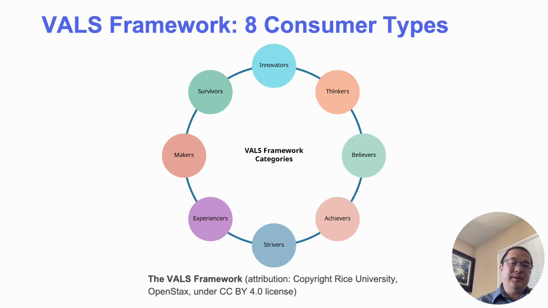Number 8, survivors. The characteristics include limited income, careful with money, and brand loyal. The buying behavior is they buy necessities and focus on low prices. Examples include discount stores and essential household products.